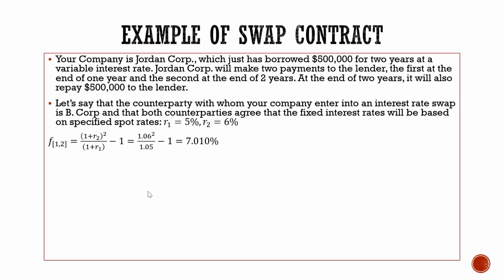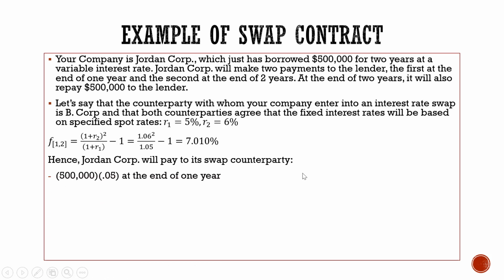So the 1 year forward rate at time 1, F12, is equal to 7.010%. Therefore, Jordan Corporation will pay to its swap counterparty, which is B Corporation, 500,000 times 0.05 at the end of 1 year and 500,000 times 0.07010 at the end of 2 years.